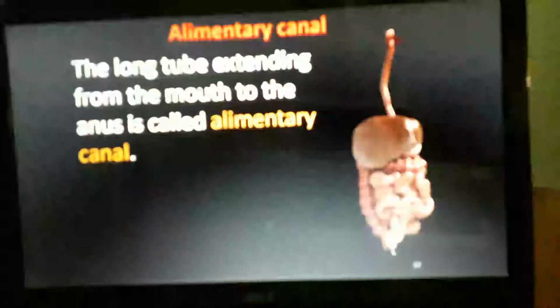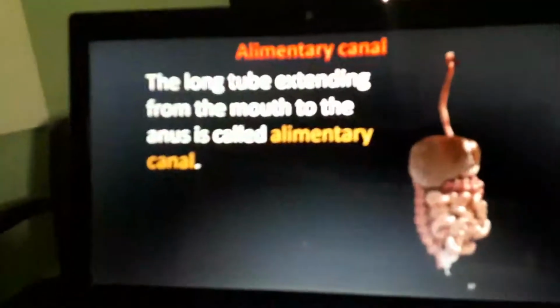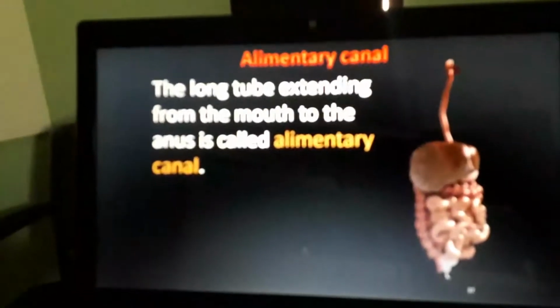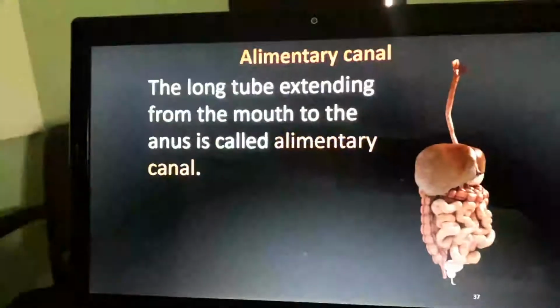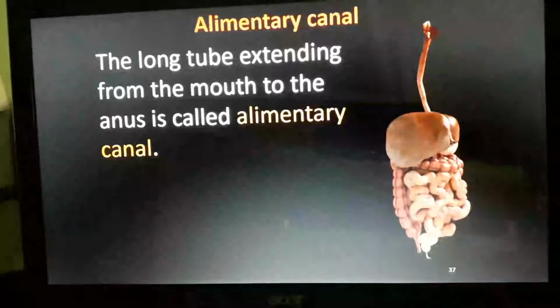Next one is human alimentary canal. Have you seen this photo? Any problem with the video? It is not zooming in, isn't it? What is happening? Okay, 1 second. I will just check. Okay, now it is fine. Alright. Now I think it's zoomed correctly.